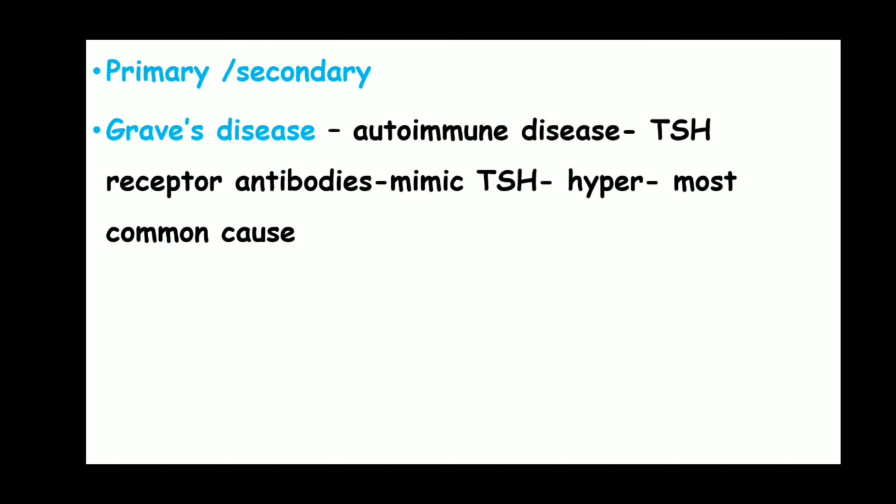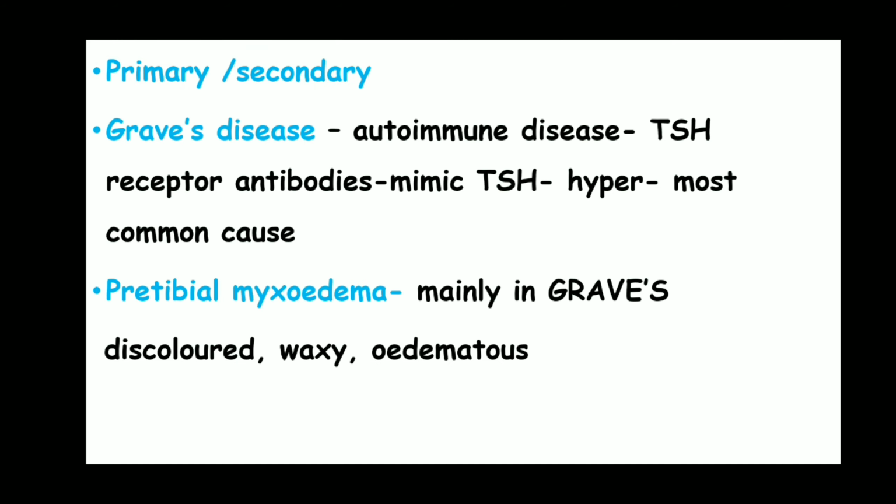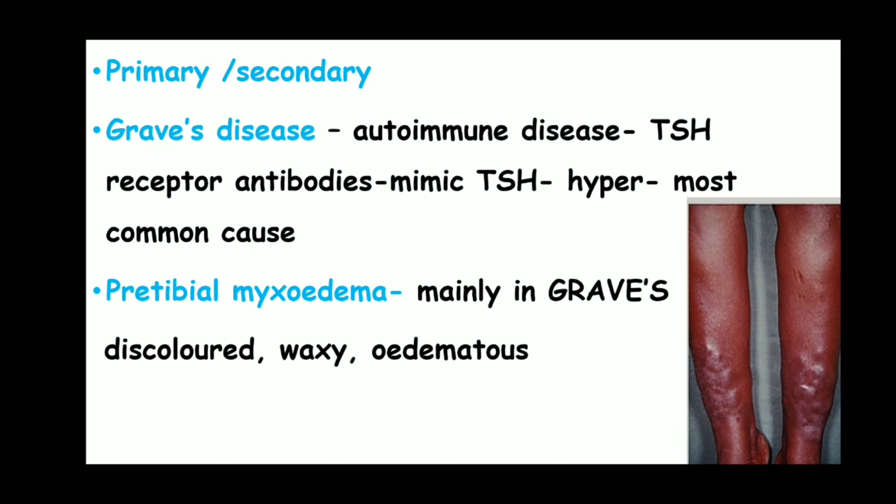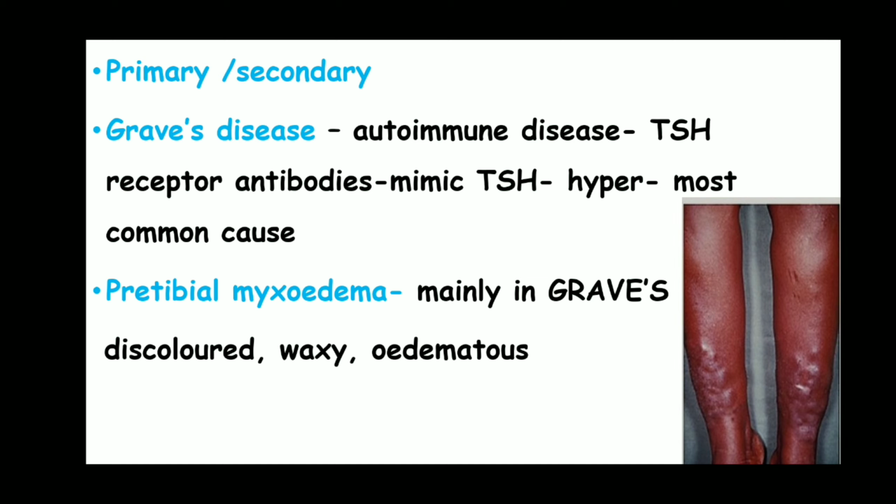Another term to be remembered is pretibial myxedema. You can see, I'll show you one picture. Tibia, you know where it is. It's a lower leg bone. And over that tibial area, there will be a discolored, waxy, edematous appearance. This is seen mainly in Graves' disease. It's called pretibial myxedema. And some features are very specific to Graves' disease: exophthalmos, diffuse goiter without nodules, and this pretibial myxedema are the three important characteristics specifically seen in Graves' disease.